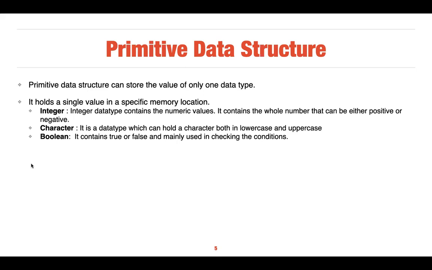Similarly, there are multiple data structures for primitive; these are only examples. If we talk about the Boolean data type, it contains only true and false values. So if we need to check some conditions in our program, if something is true then do this, or if something is false then do this, we can use Boolean data types. So these are some examples of primitive data structures.